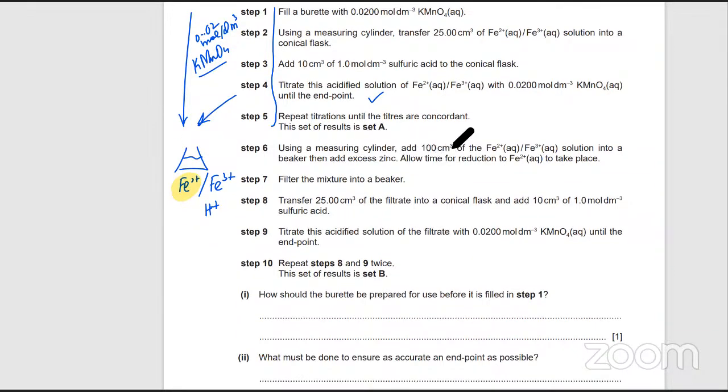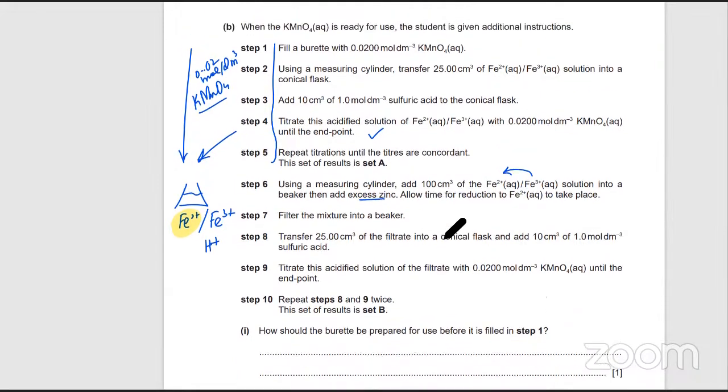He uses a measuring cylinder, adds 100 cm cube of Fe3+ Fe2+ solution into a beaker and adds excess zinc. उसने zinc के बारे में ना start में बताया था कि what does zinc do? It turns the Fe3+ back into Fe2+, right? So now what has happened is कि आपका जो सोल्यूशन है ना उसके अंदर there's no more Fe3+ because once you add zinc, now this is a separate experiment. The Fe3+ has now been converted into Fe2+. So he filters the mixture, transfers the filtrate into a conical flask, sulfuric acid डाला, फिर से titration की. So basically he's doing two titrations.